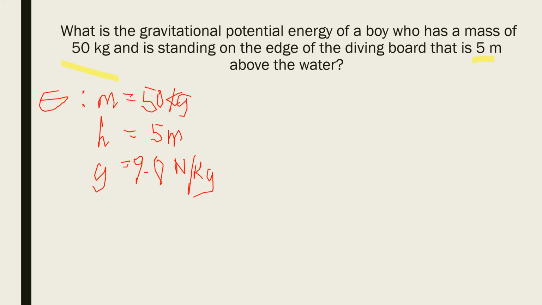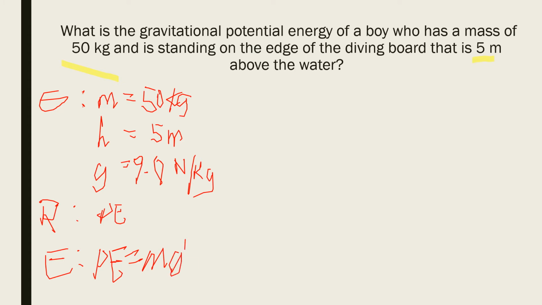Now, R stands for required. So what are we going to solve? We are looking for the gravitational potential energy, or simply potential energy with the symbol of PE. And we already know that the equation for potential energy is equal to mass multiplied by gravity multiplied by height.